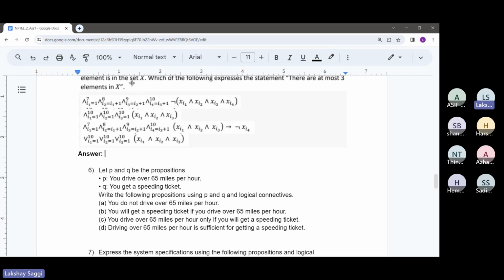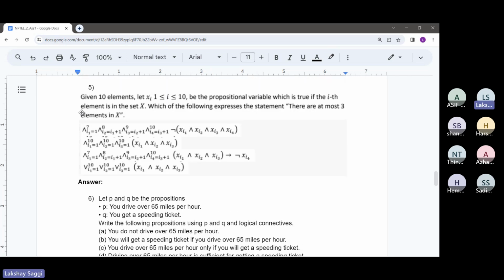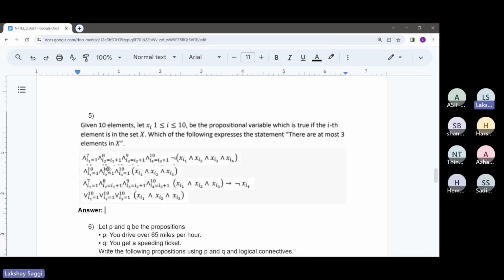These are done, and I'll tell you the intuitive idea. These ands over all these I1, I2, I3, I4 are done to ensure that we cover all possible cases of selecting four elements out of at least four elements from the set X. If what I'm saying makes a bit of sense. So maybe I'll give you an idea of what option A is saying. We want to say the statement that there are at most three elements in X, right?